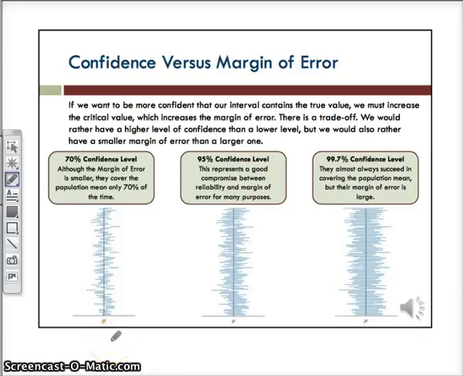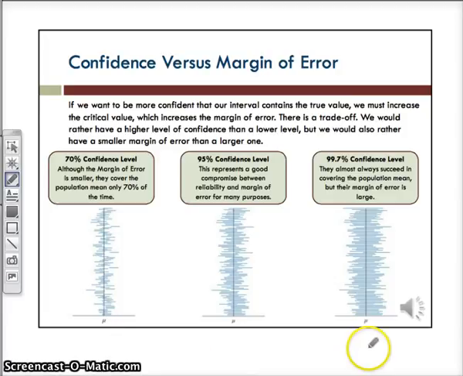So if you notice here in this particular part, I have 100 of these intervals that I've made, and 70 out of 100 actually include the real population mean. So therefore, I am 70% sure. That is my confidence level.